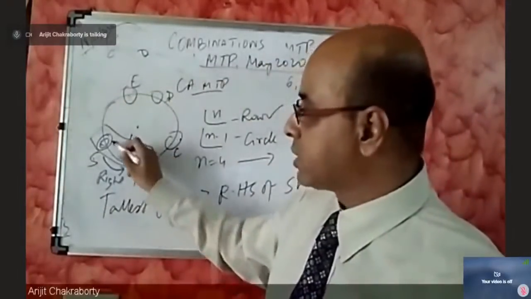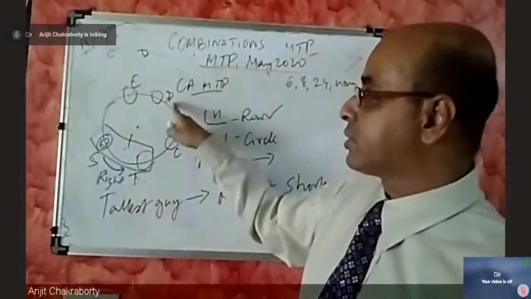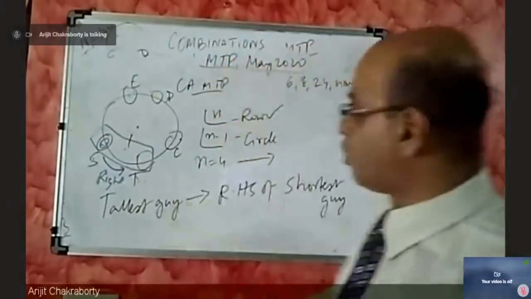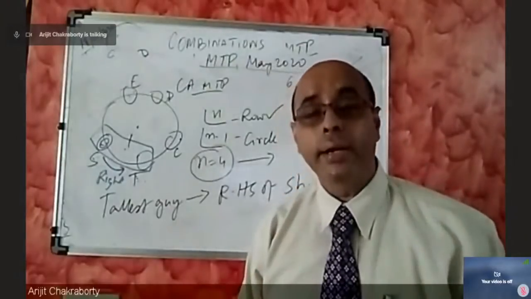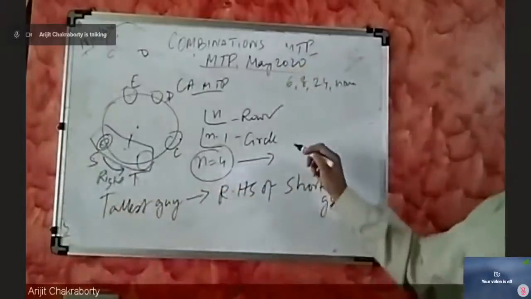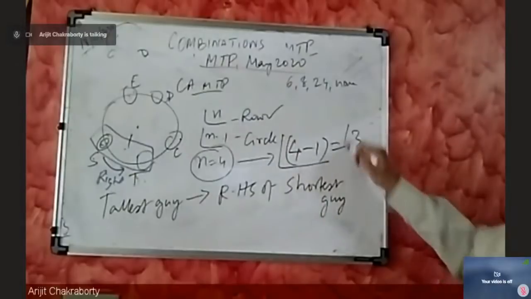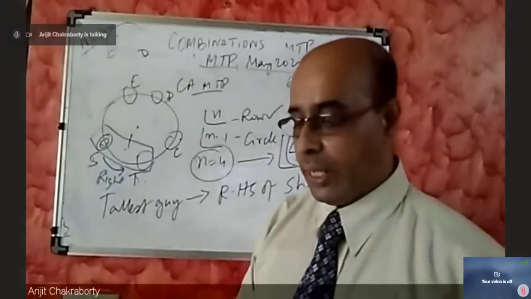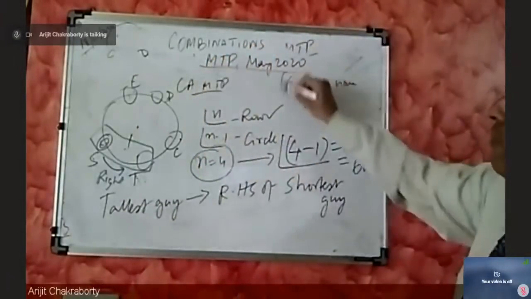And we have the other 3 guys. S and T together form one unit, C is the second unit, D is the third unit, E is the fourth unit. So we have 4 people sitting. If N is equal to 4, then the number of ways in which they can be arranged is N minus 1 factorial. So 4 minus 1 factorial, that is 3 factorial, that is 6 ways.